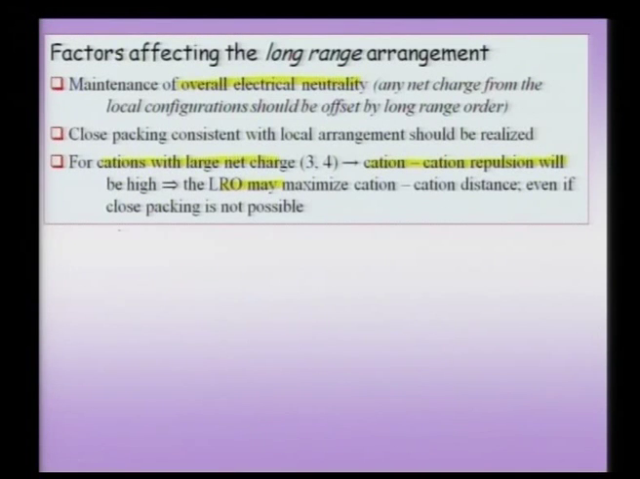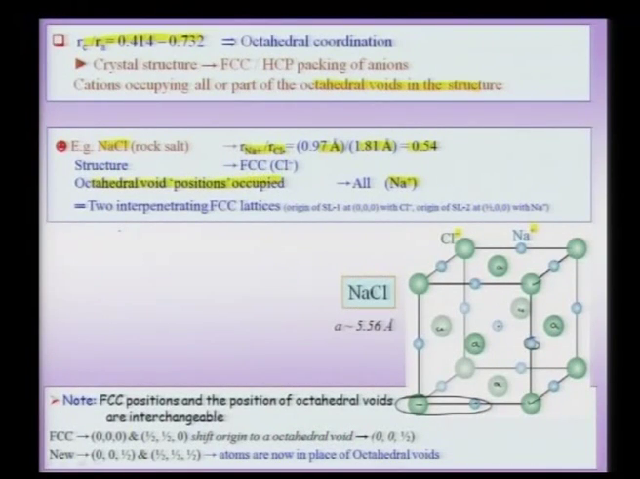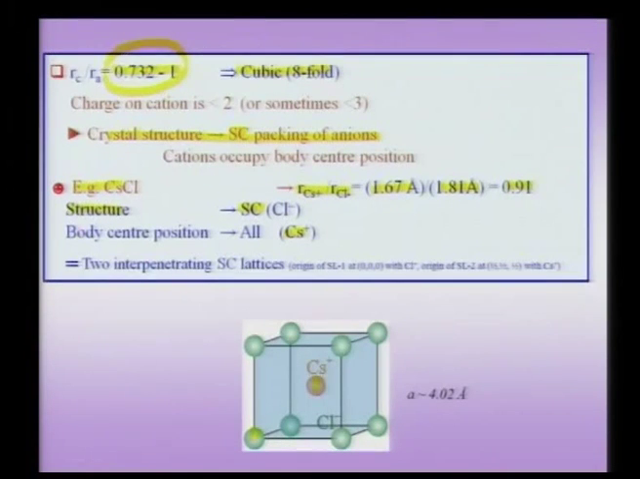Now, the long range packing has to be consistent with the short range packing, and we had already seen that the important point was charge neutrality or electrical neutrality, and in some cases wherever there is a large charge on the cation, you would sacrifice this close packing arrangement, but rather go for maximizing the cation distance. Some of the simple compounds which are as close to ionic as possible or purely ionic are sodium chloride, for instance, or cesium chloride, which obey my rules for ionic packing.